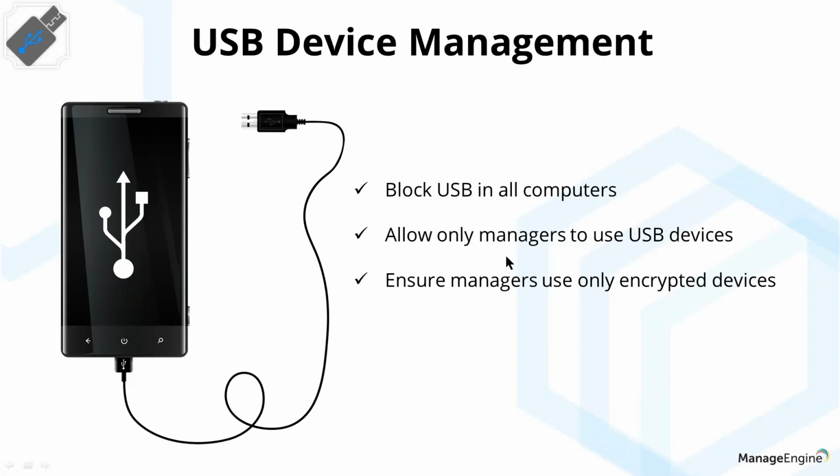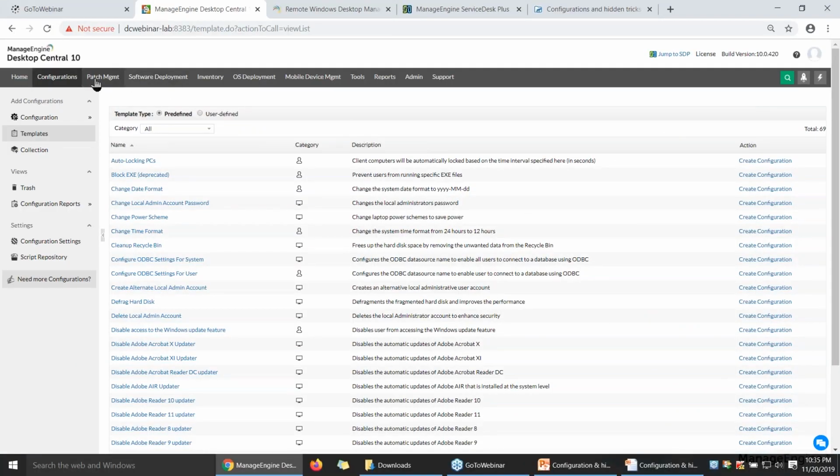Next thing, USB device management. In Desktop Central, you have an option to block USB device access to an endpoint. So here I'm taking a scenario. I'm going to block all the USB devices in my organization, and also I'm going to allow only the managers to use USB devices, and that too only an encrypted device. So we have a configuration for it.